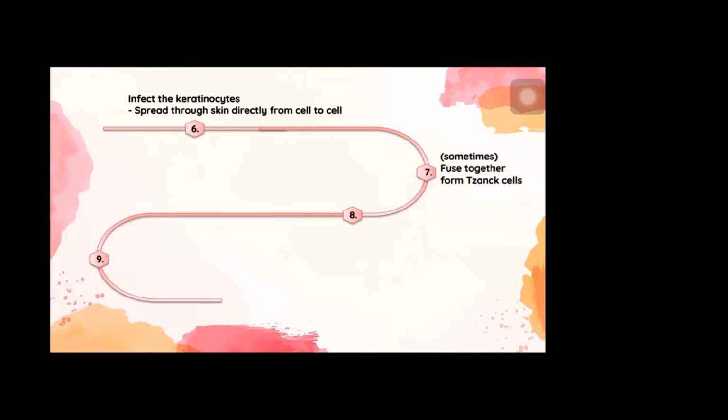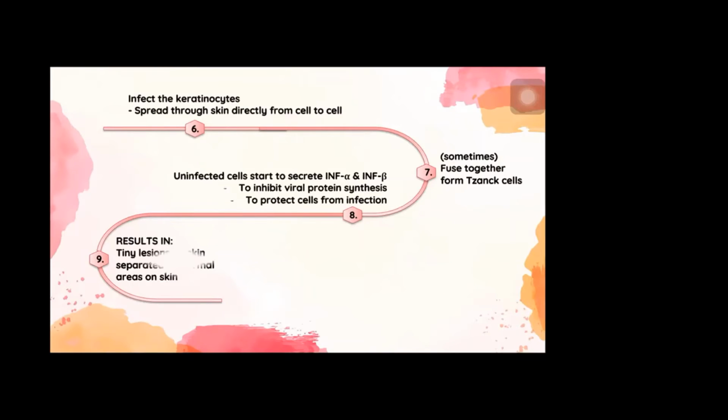The uninfected cells will start to secrete interferon alpha and beta, mainly to inhibit viral protein synthesis and also protect the cells from infection. This will result in tiny lesions on the skin that are separated by normal areas of skin, known as varicella or chickenpox.